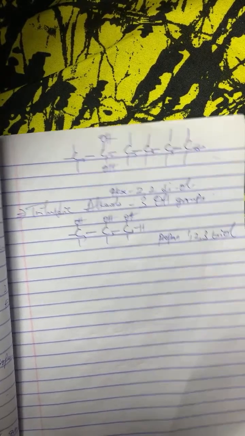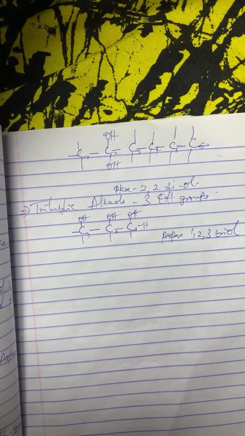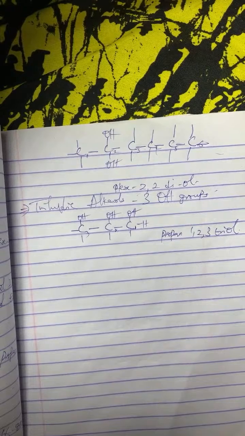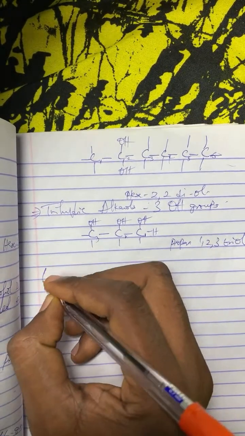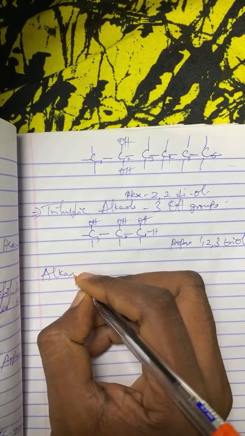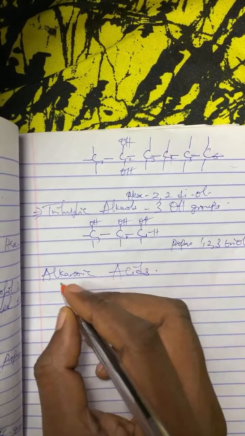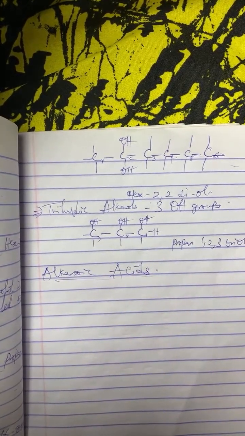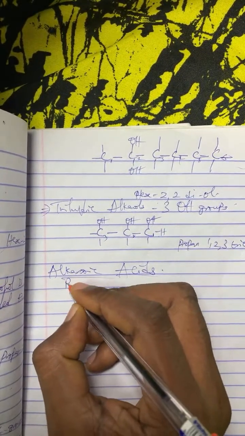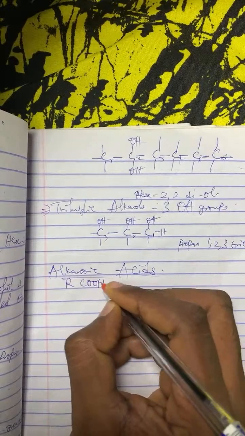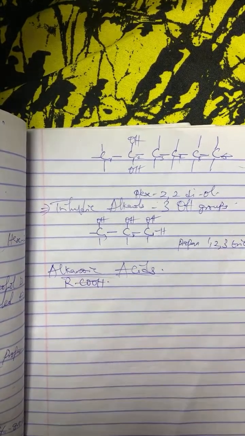Are we together now? So in this scenario, we are done with alkanols. Now, I want us to try as much as possible to enter into another organic compound that I call alkanoic acids. Alkanoic acids. Are we there now? Now, what is the general formula for alkanoic acid? Alkanoic acids are RCOOH. That's the formula for alkanoic acids.